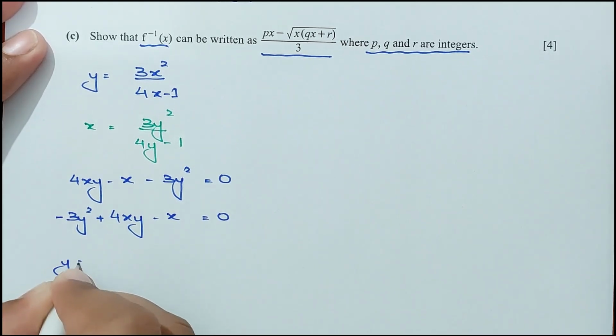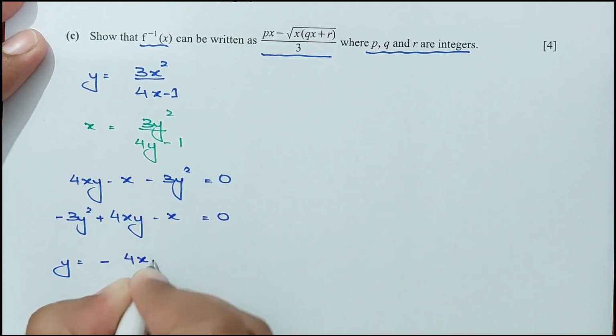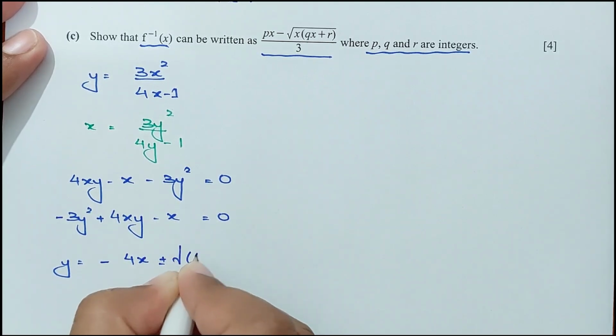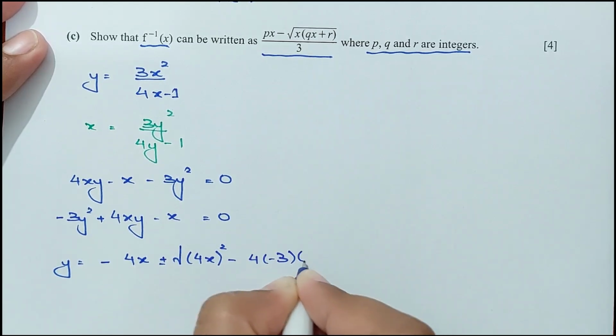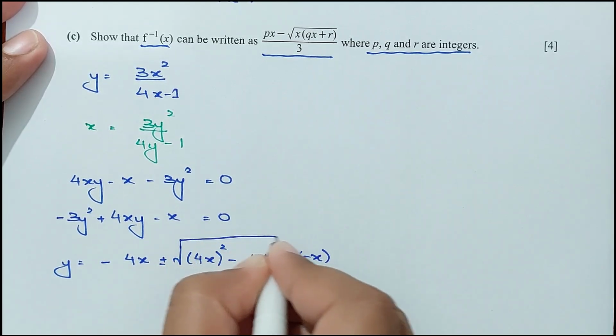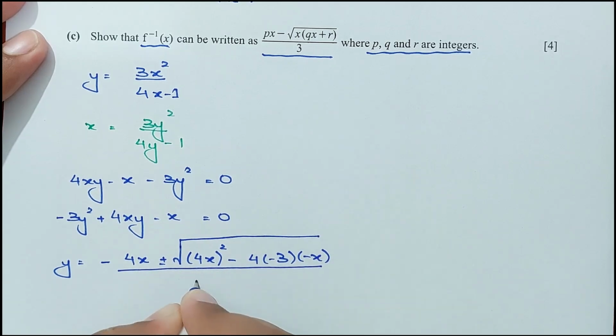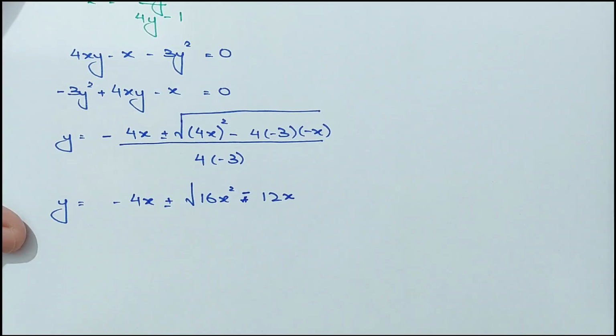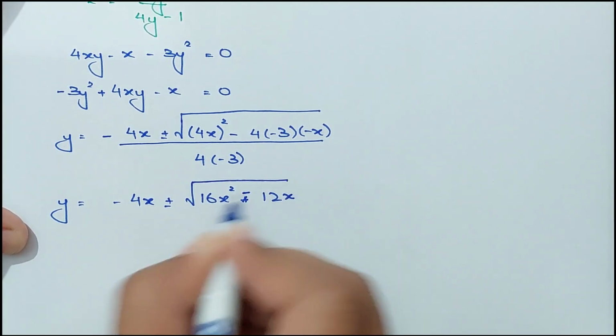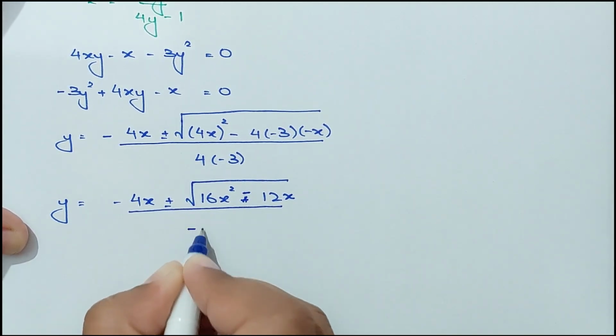So y should be equal to negative b, which is 4x, plus or minus the square root of b squared, which is 4x squared, minus 4 times the a value, which is minus 3, and the c value, which is negative x. This is going to be divided by 4 times a, which is negative 3. So y equals minus 4x plus or minus the square root of 16x squared plus and minus 12x. Okay, this is divided by 4 times 3, which is negative 12.